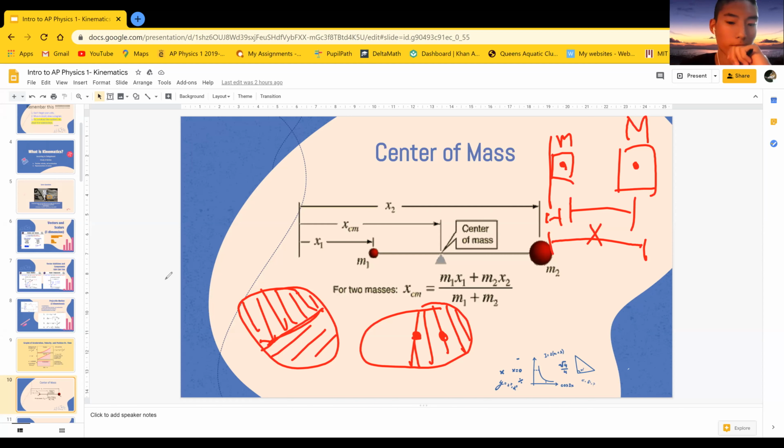Okay, that's really important. I don't think there was a question about center of mass when I took the AP Physics 1 test, but one of the practice questions I had did have a center of mass question, and they were really confusing as well.